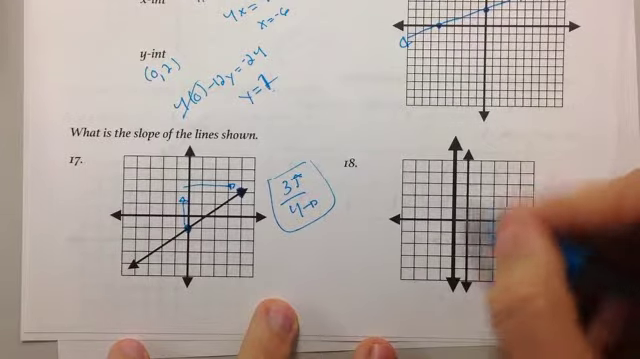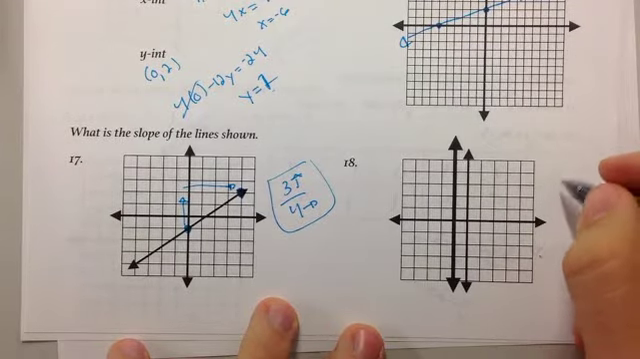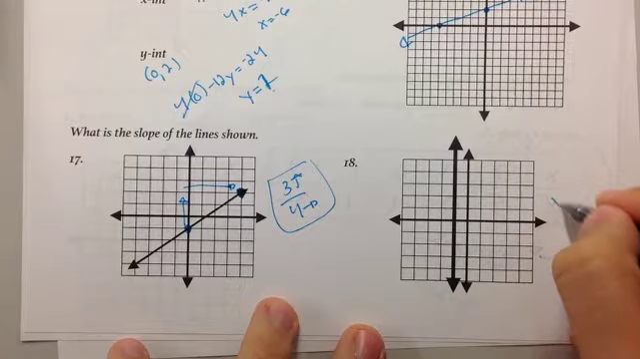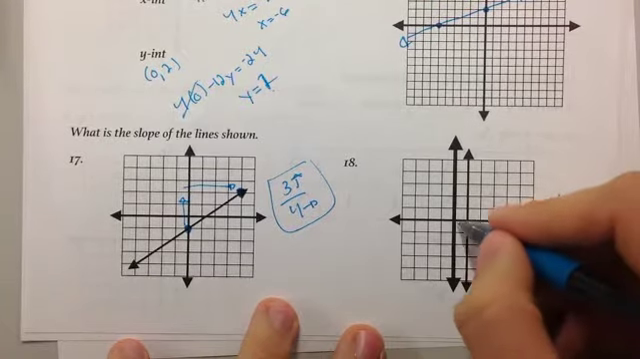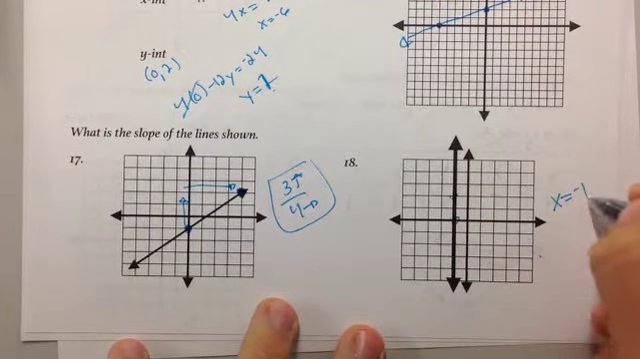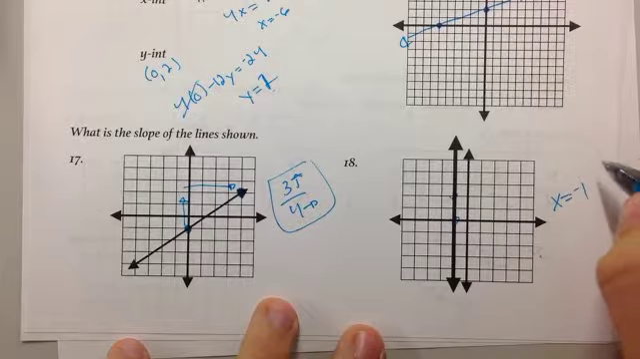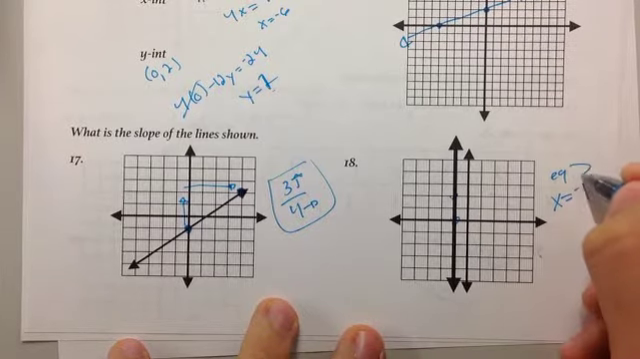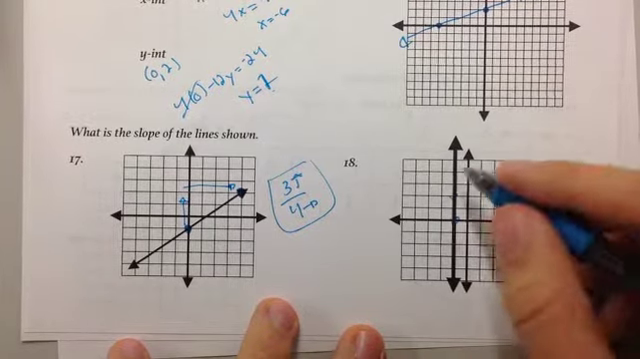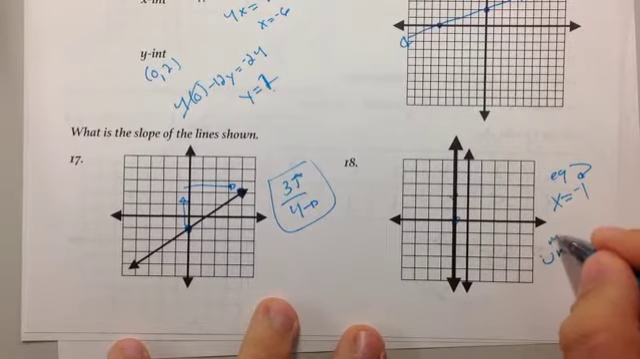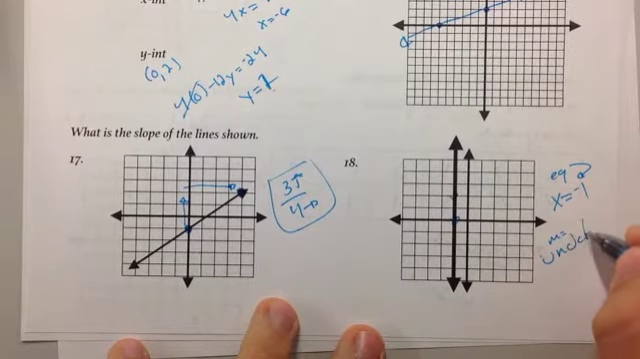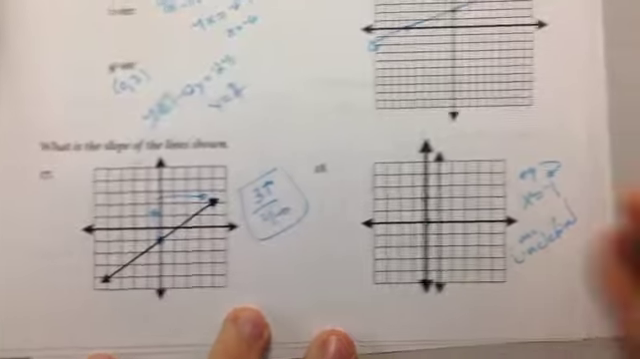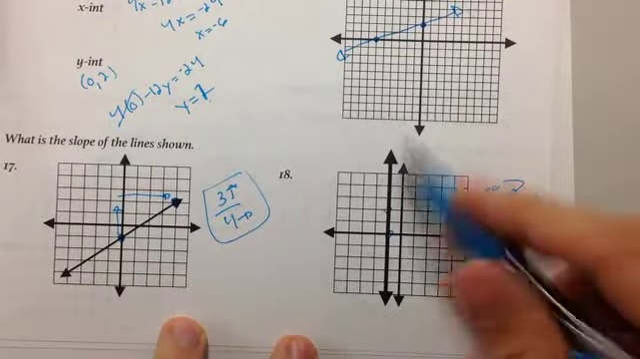Number 18, vertical line. X equals is going to be that number because you'll notice x is not changing. It's always negative 1. That's the equation. We don't need the equation. We need the slope. Anytime you have a vertical line, slope is undefined. Oh, there we go. Slope is undefined. Vertical line, undefined slope. Last page.